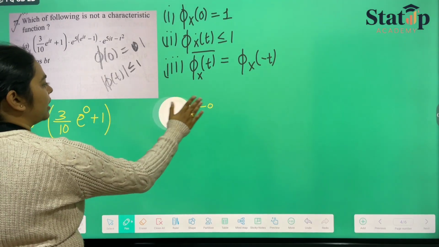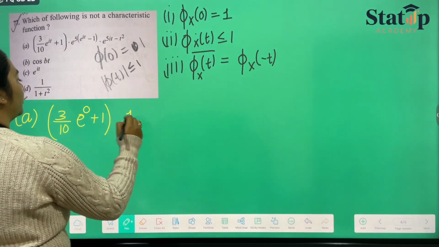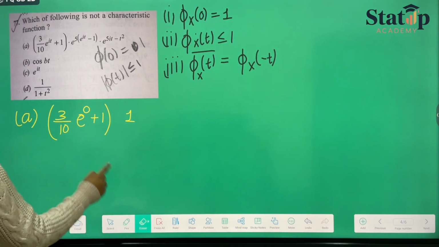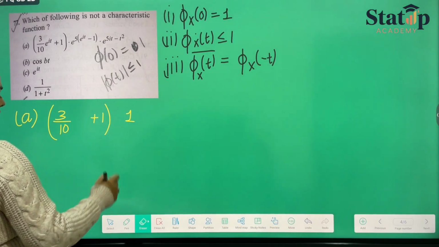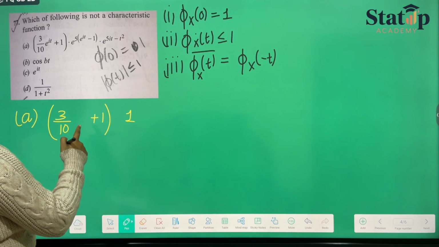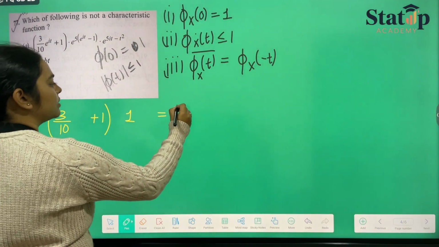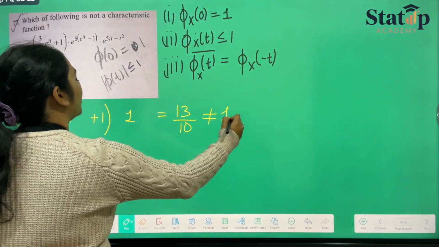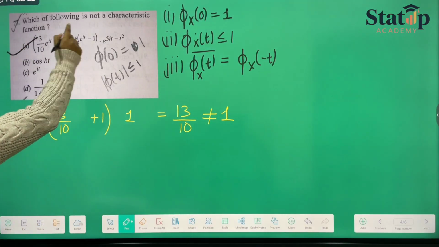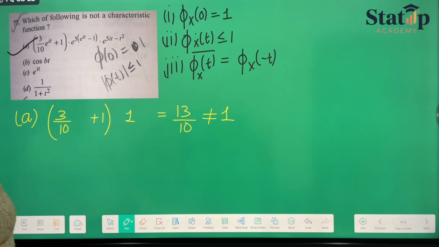So both of them become 1, and here also e raised to the power 0 becomes 1. So this can also be diminished. 1 divided by 1 plus 3 by 10 will give us 13 by 10, which is not equal to 1. So our first option is the answer, that this is not a characteristic function. Let us check the rest of the others also.